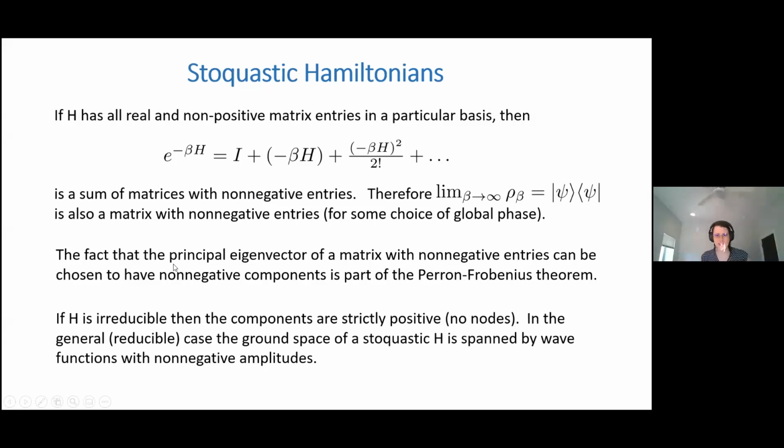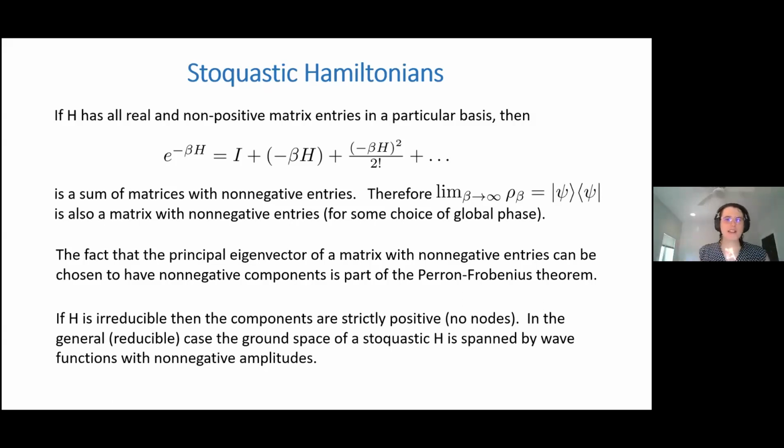And so this also means that you could take this limit to project onto the ground state, again, assuming it's unique. And this ground state density matrix, ground state meaning the lowest energy, will also have non-negative entries, at least for some choice of global phase. You could make them all non-positive, but let's just make them non-negative by convention with the global phase.